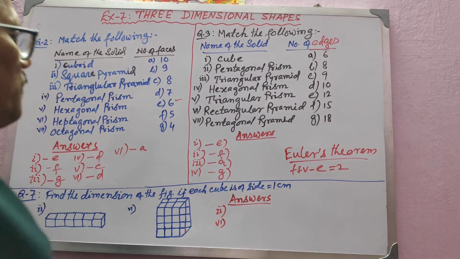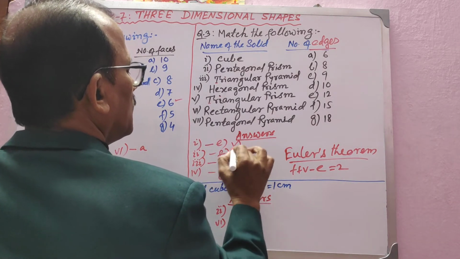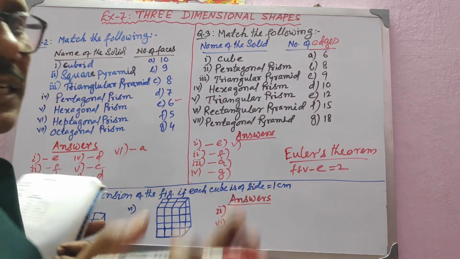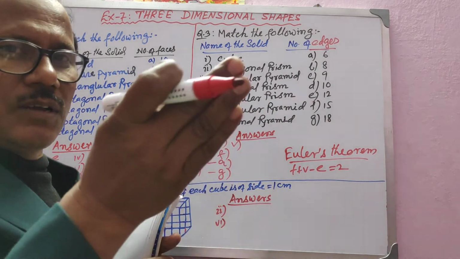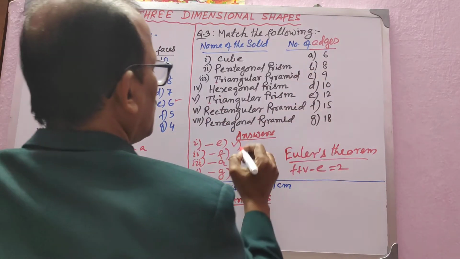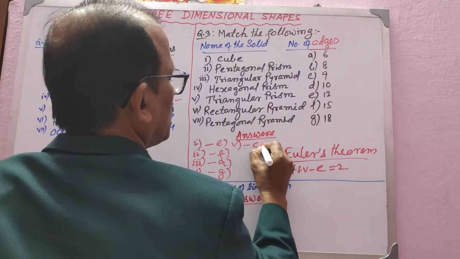Then the fifth one will be matching with what? Let's see the triangular prism once again. Triangle means there are 3, on top 3, 3 plus 3 is 6, plus 3 is 9. So 9 is 1. The fifth will be matching with C.